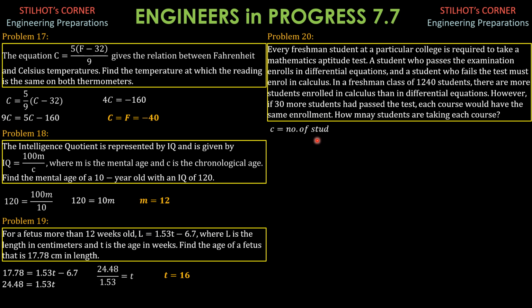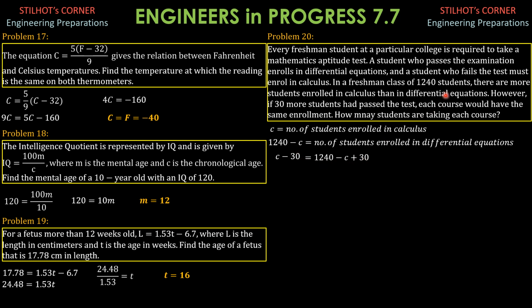So we will denote C as the number of students enrolled in calculus. Remember, this number is greater than the other number. The number of students enrolled in differential equations is 1,240 minus C. Then from the conditions, if 30 more students had passed the test, each course would have the same enrollment. So we subtract 30 from the number of students enrolled in calculus, and that 30 is added to the number of students enrolled in differential equations, and they are equal. So that is C minus 30 equals 1,240 minus C plus 30.